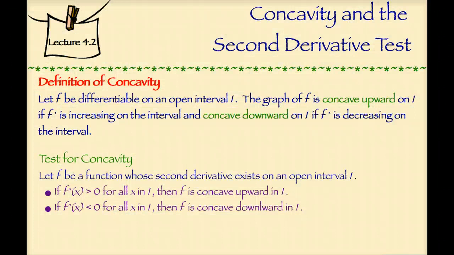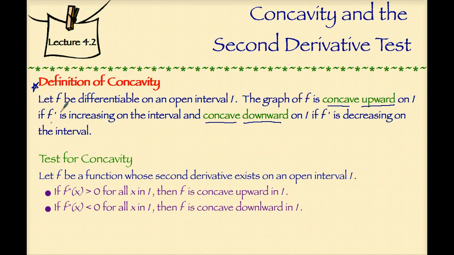In this lecture, we're going to learn how the second derivative can give us information about the graph of a function. Let's start with a definition of concavity. Let f be differentiable on an open interval I. The graph of f is concave upward on I if f prime is increasing on the interval, and concave downward on I if f prime is decreasing on the interval.